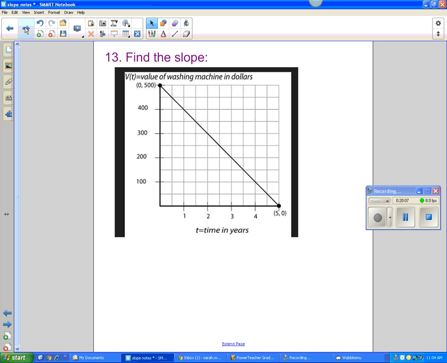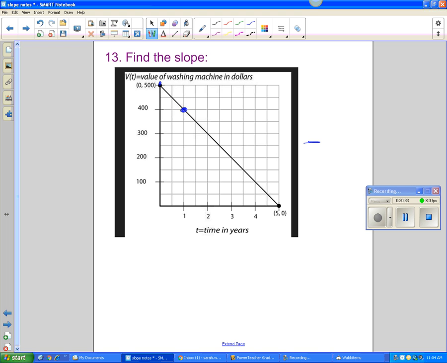Can anybody tell me anything about this graph? It's going to be negative. Very good. Why is it going to be negative? So if I had this question on a test or a quiz, I would go ahead and put a negative before I did anything. Okay? Now what else would I have to do to find the slope? Find 2 points. So here's one, and here's one. Okay? Now what would I do next?